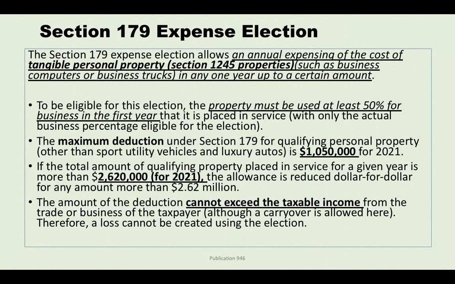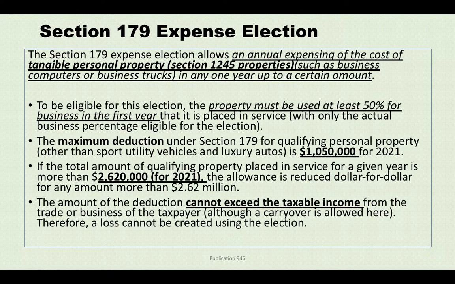So how much are you allowed to deduct each year? The maximum is 1.05 million in 2021. No matter if you have 3 million of property, it only allows you 1.05 million. Also, if the total amount of qualifying property placed in service for the given year is more than 2.62 million for 2021, the allowance is reduced dollar for dollar for any amount more than 2.62 million.